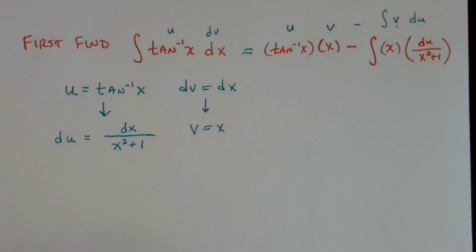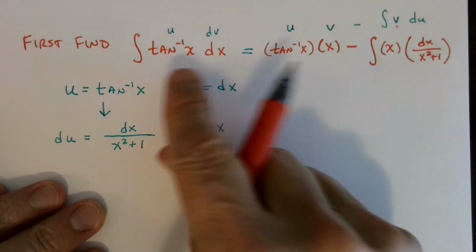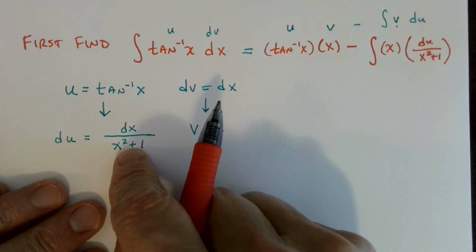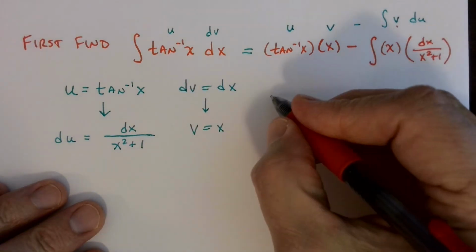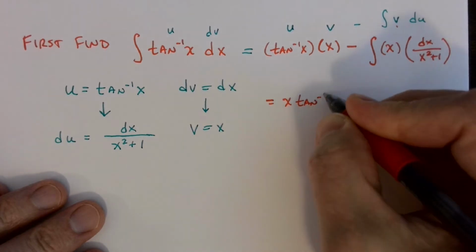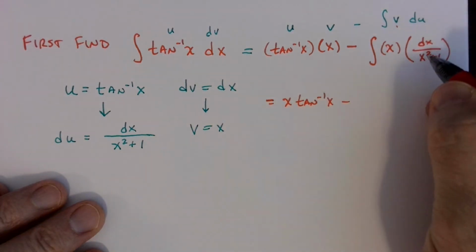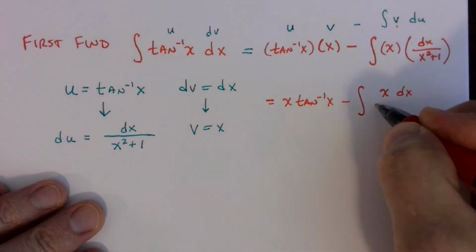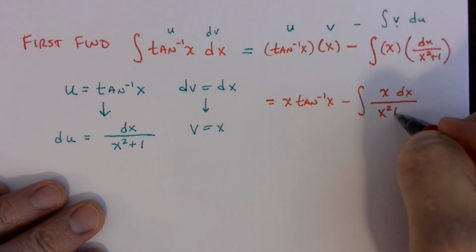Okay. Did our integral get simpler to do? Again, we don't know what the antiderivative of tangent inverse x is. We know what the derivative is. We don't know what the antiderivative is, that's what we're trying to find here. And so I've got x times tangent inverse x, and let's clean this up a little bit. This will just be the integral of x dx over x squared plus 1.